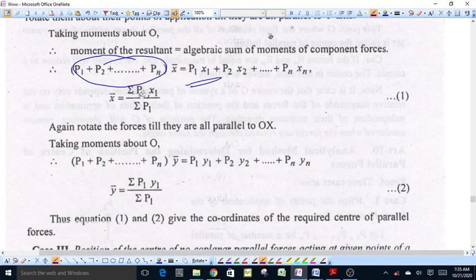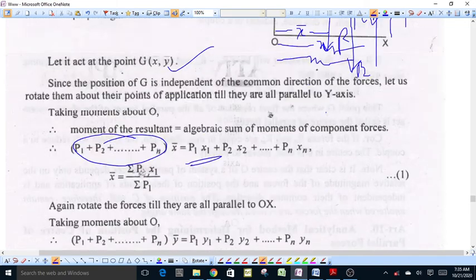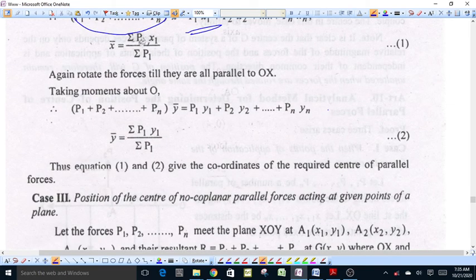Now we again rotate the plane such that the forces become parallel to Ox. Now we again take the moment about O. The moment of the resultant P1 plus P2 plus Pn about O will be equal to P1 plus P2 plus Pn into y bar. This moment of the resultant will be equal to the algebraic sum of moments of all the individual forces.